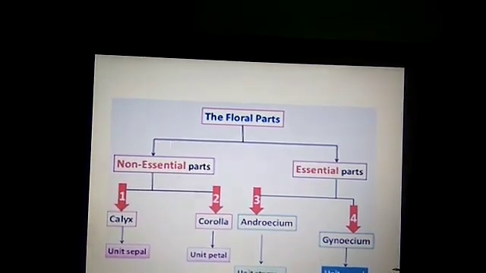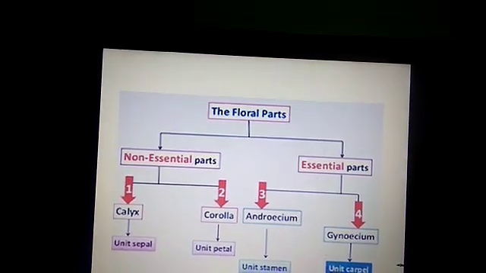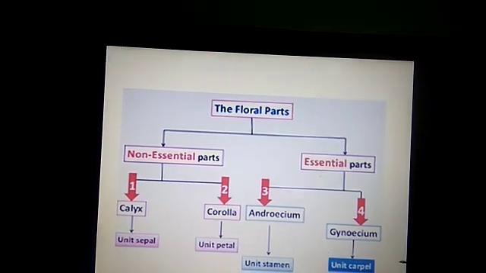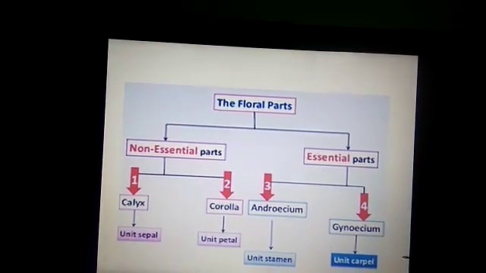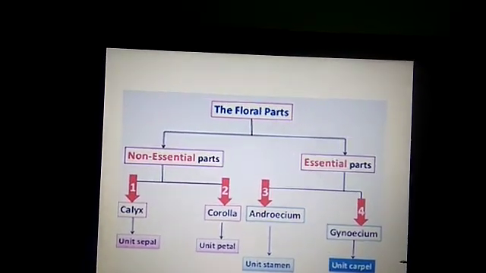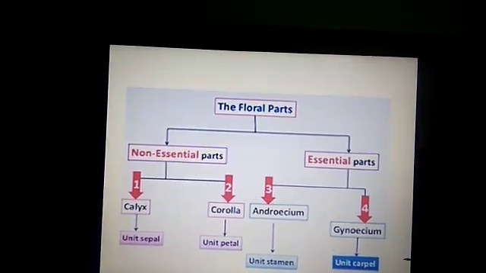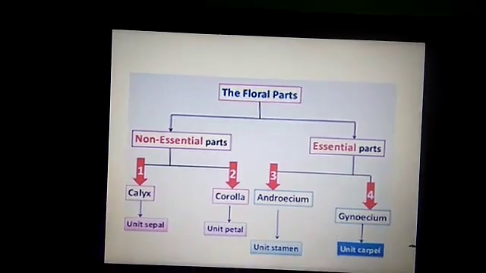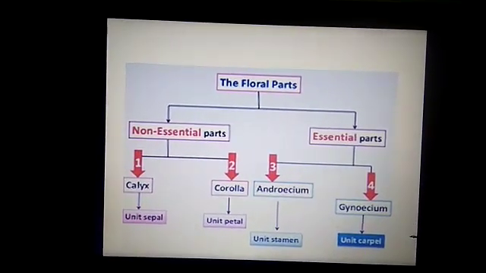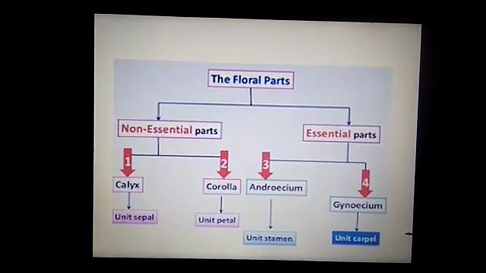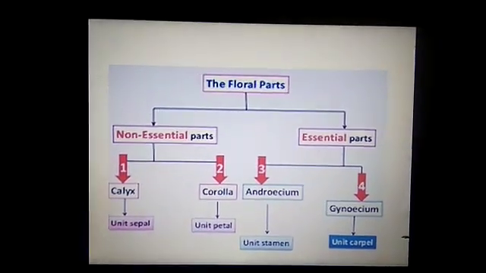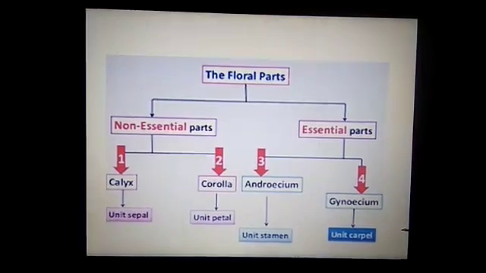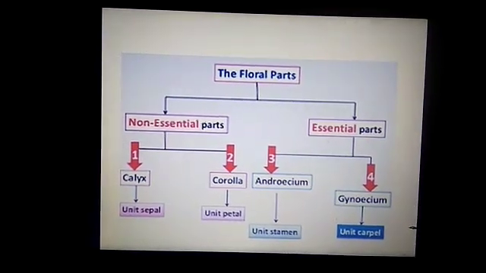These parts include sepals and petals. In some cases the petals and sepals are undifferentiated, together called perianth. We have already discussed sepaloids and petaloids. So these are non-essential parts. The essential parts, which relate to reproduction, are the androecium and gynoecium, and the non-essential parts are the calyx and corolla, which initiate the reproduction.